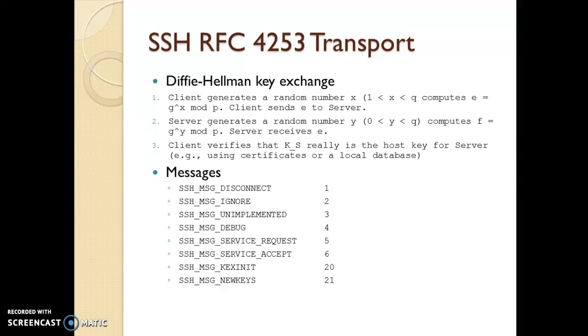So in bullet point number 1, the client's going to generate a random number. That number will be between 1 and some finite number, and it will compute a value called E. The client will then send that value E to the server. The server will also do something similar. It will compute a value called F and send that to the client.